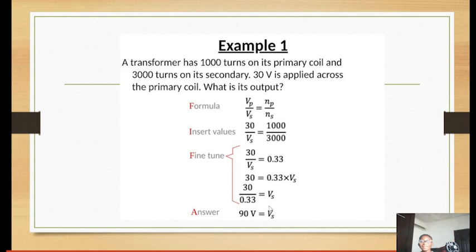And this is an example. A transformer has 1000 turns in its primary coil and 3000 turns in its secondary coil.